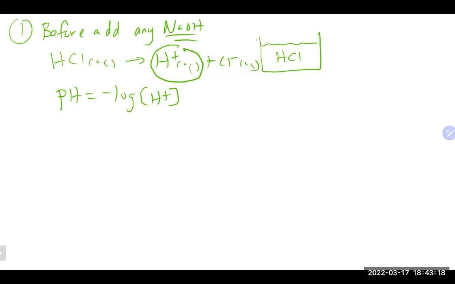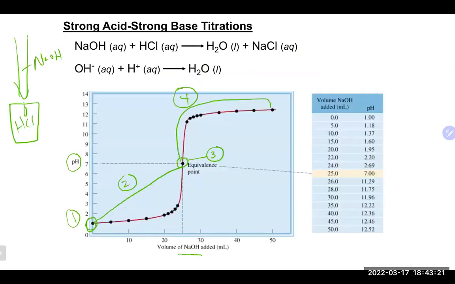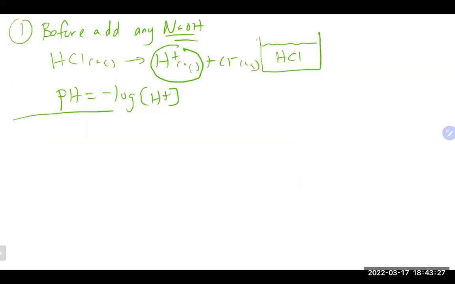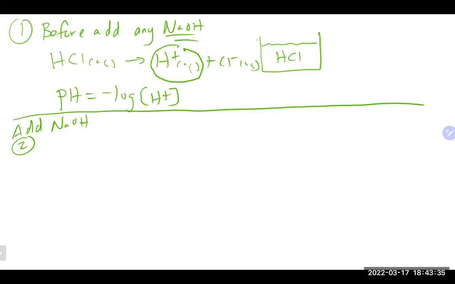Okay, so now you decide, well, I'd like to add. So now we're in this region here, the second part of the curve. Now we're starting to add some sodium hydroxide. When I add sodium hydroxide in this case, I am going to get a reaction between hydrochloric acid and sodium hydroxide, which is a reaction of a strong acid and a strong base, which means you make a salt and water. We will make water, and the salt here will be sodium chloride.